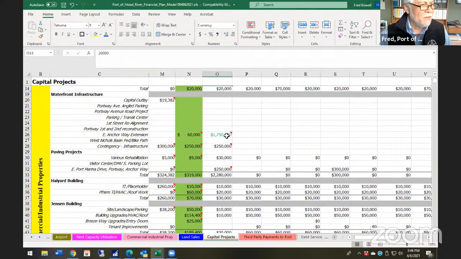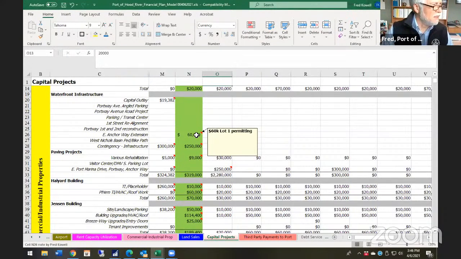I want to talk about this piece here for Anchor Way. In this presentation, Michael was talking about Anchor Way. We have in the budget about 6. We will at least present to the budget that if you want to do this with regard to Anchor Way, then we will be looking at about $60,000 for just permitting to get that going.